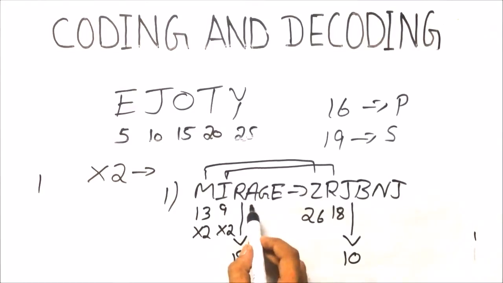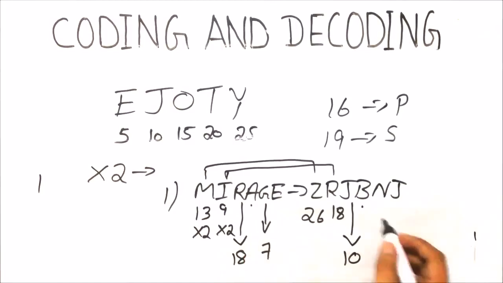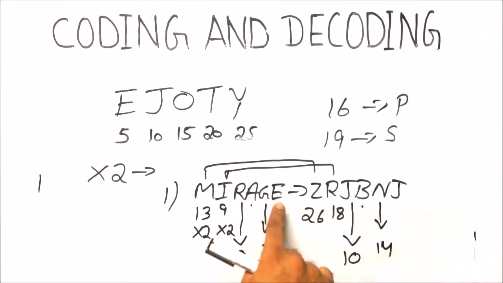Now the next letter is A and the code is B. That is very simple. The next letter is G, which comes at the 7th place, and the code for G is N, which comes at the 14th place, and hence the double of G would be N, and this is our second pattern.